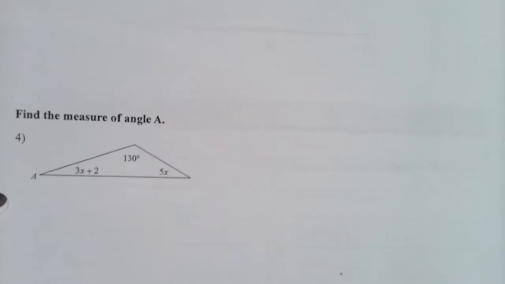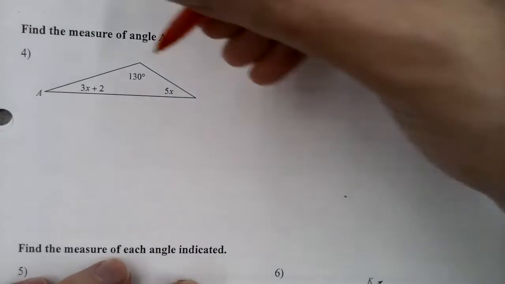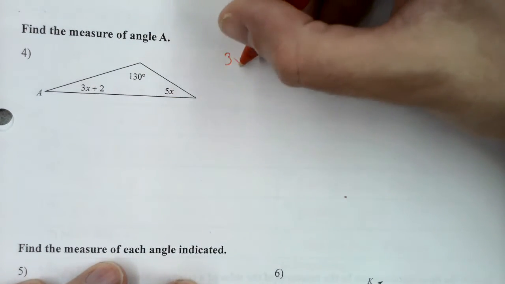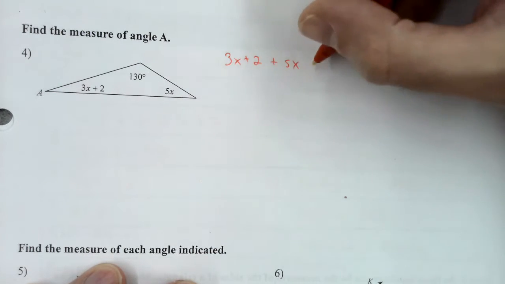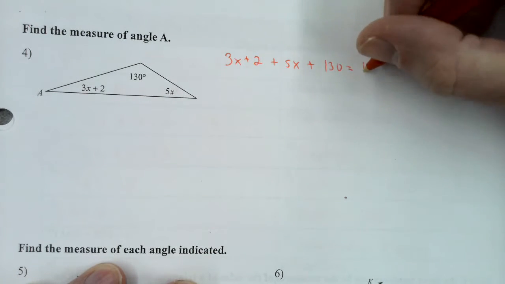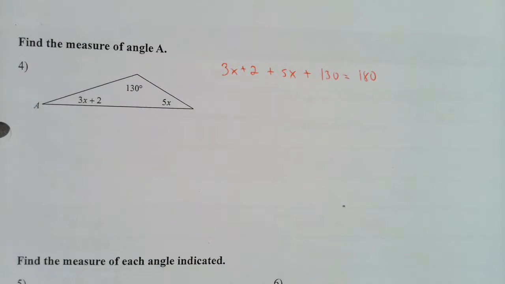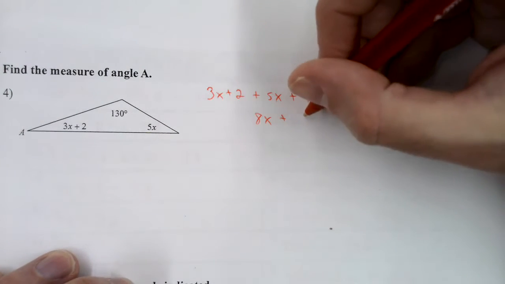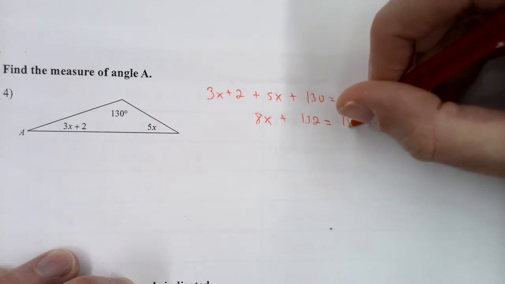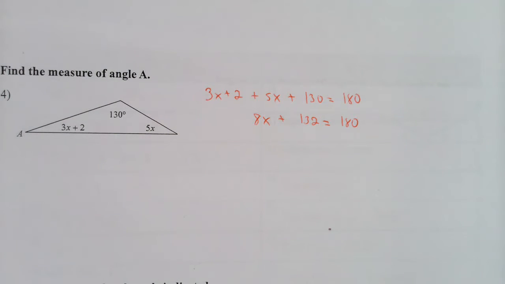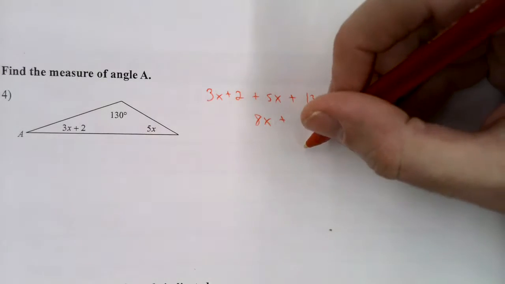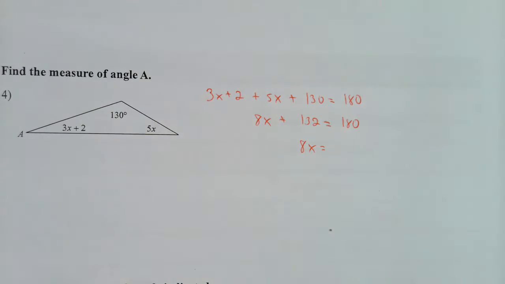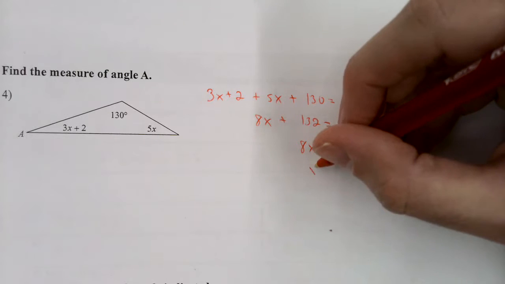Find the measure of angle A. Same thing, but now we have algebra. So I'm going to add up the 3 angles. 3x plus 2 plus 5x plus 130 equals 180. We have to find what x is first, then we can just substitute it in and get the measure of angle A. Okay, so we're solving for x. Let's combine like terms. 8x plus 132. Subtract 132. 8x equals 48. Means x equals 6.